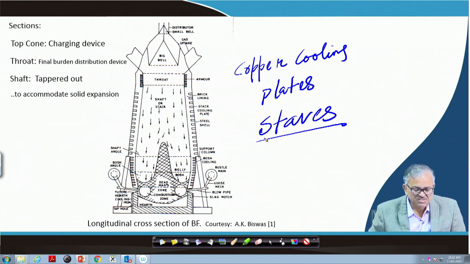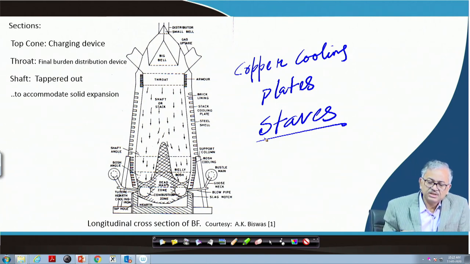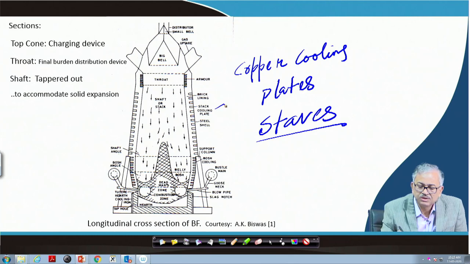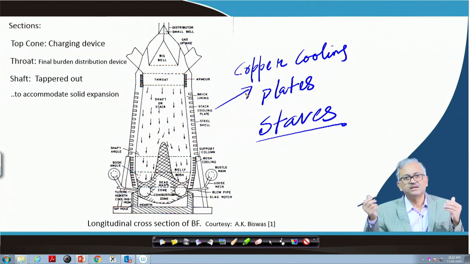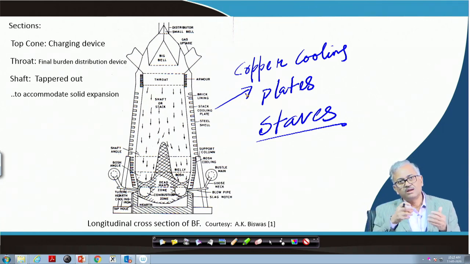So shaft you understand, and after the shaft, basically stack cooling pellet, basically this thing, this is the copper cooling plates on the stack. Basically here in the plates, you have arrangement for cold water going and hot water coming out. And since the copper has a high conductivity, it extracts the heat very fast and delivers it to the liquid, and liquid takes the heat away.